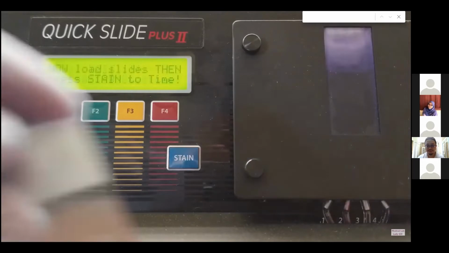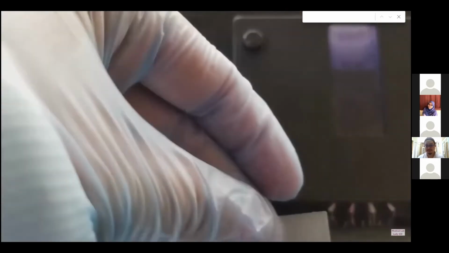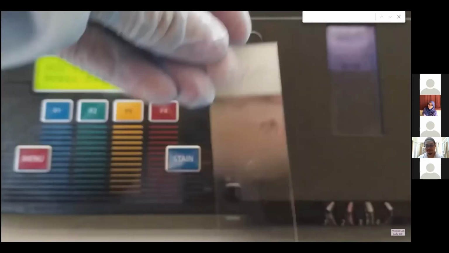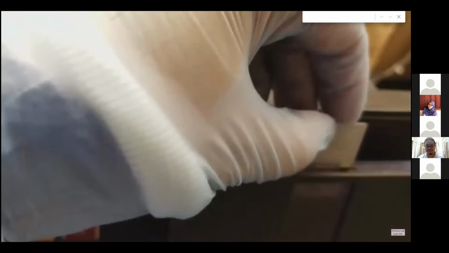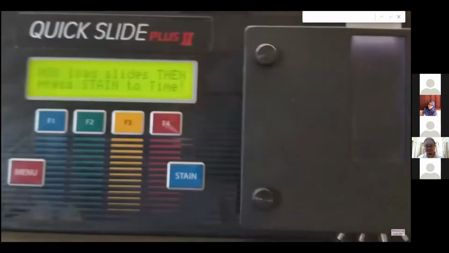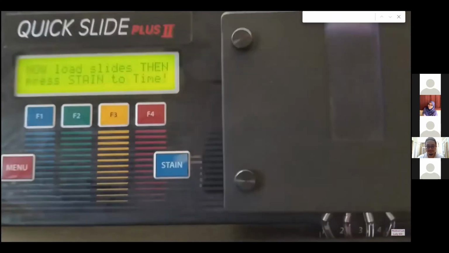And when you put the slide in there, you want to make sure to place it so that the frosted edge is facing you. There is a little slide holder right there, a little slot. Make sure you look at that when you're putting it in because there is a space in between here, and if you put it back there, it's not going to do anything for you.